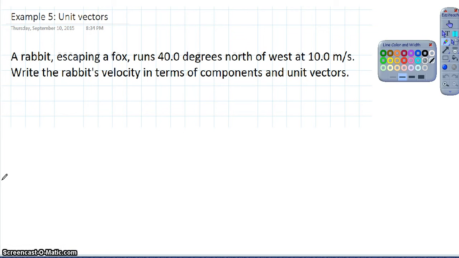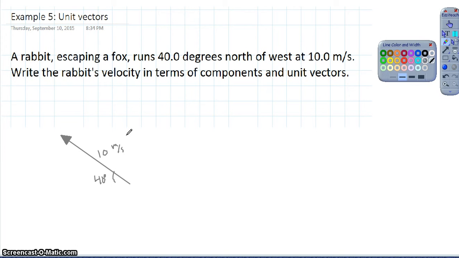It's running 40 degrees north of west at 10 meters per second. So again, it's going 40 degrees north of west, and keep in mind this is not bearings. So when it says north of west, it means if I was going west, but then I go upward 40 degrees. So this angle here with respect to the horizontal would be 40 degrees, and then this was 10 meters per second. So that's the situation, that's the setup that we're looking at for this.